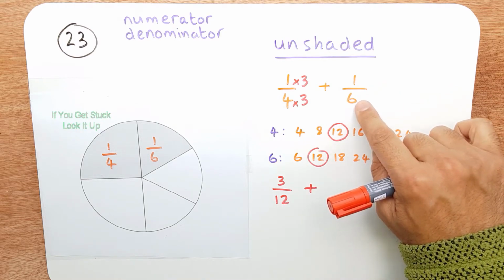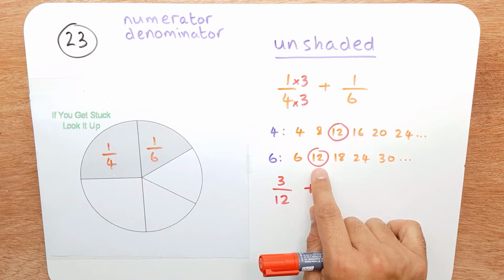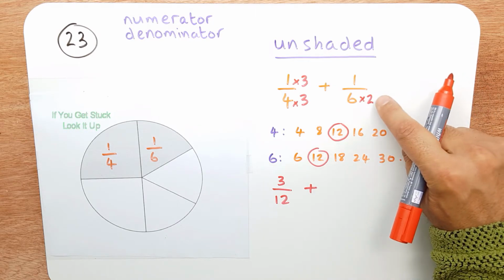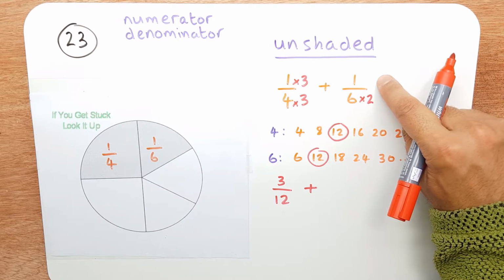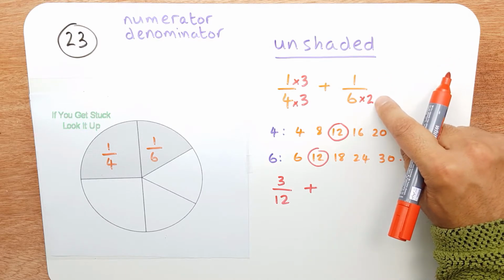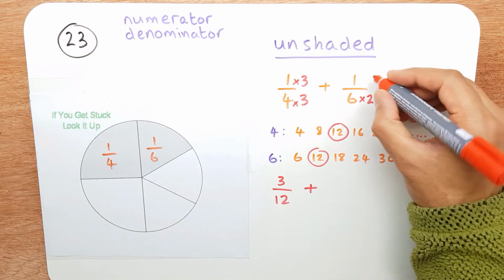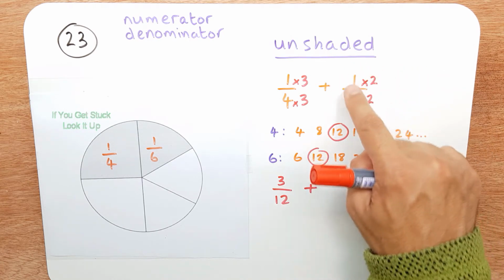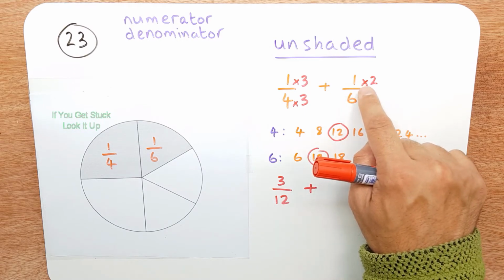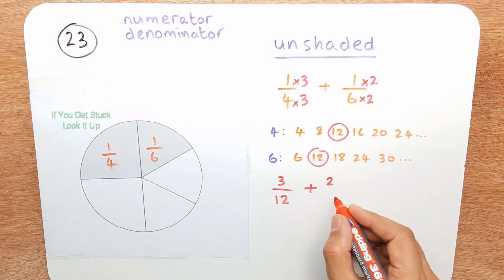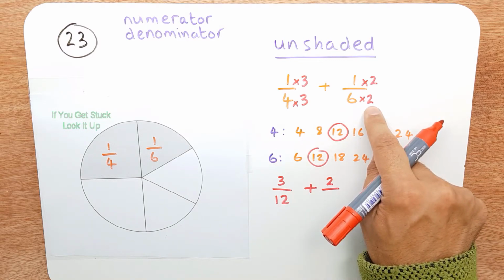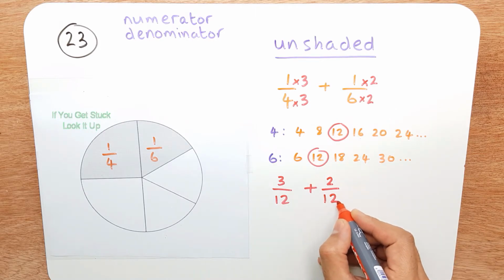Now moving on to the second fraction. So how do I turn 6 into a 12? If I go along here, there's 1, 2 lots of 6. So I multiply the bottom number by 2. And whatever I do to the denominator, I have to do to the numerator. So I multiply this by 2. So now I have this fraction here: 1 times 2 for the numerator and 6 times 2 for the denominator.